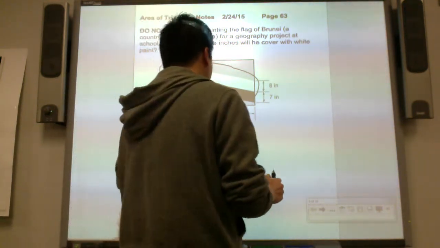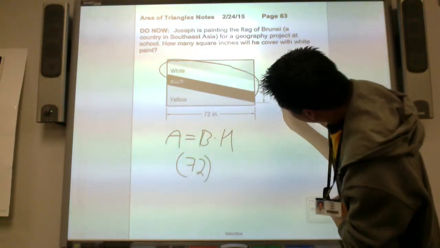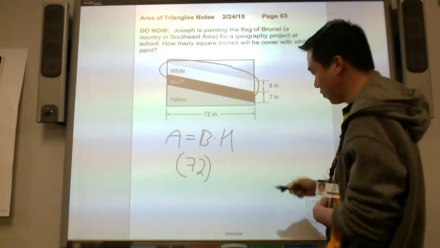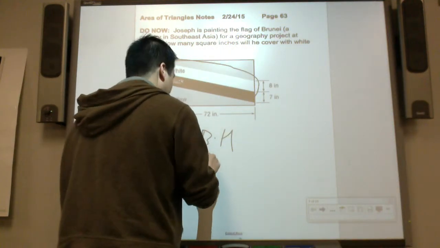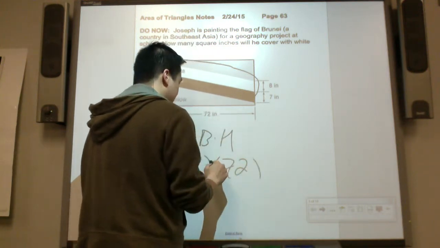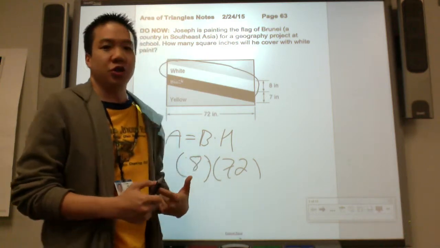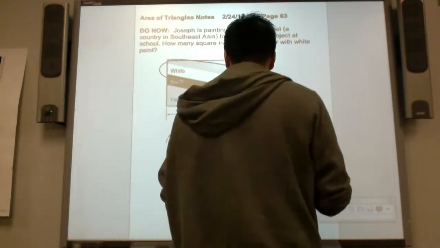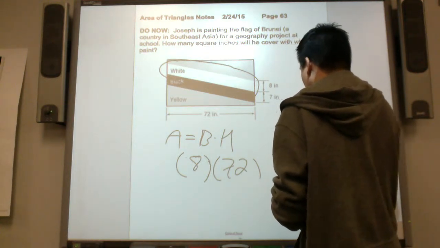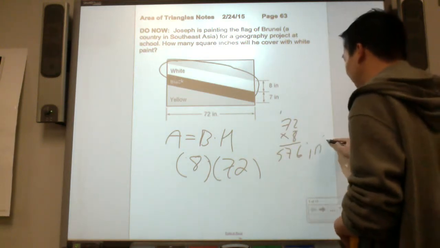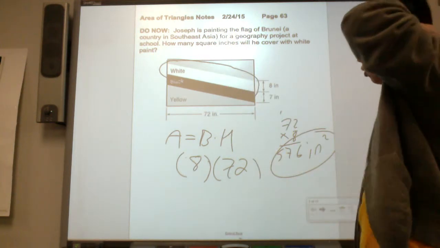Actually, depending on how you look at it, if you turn your head around, the base would be 8 and the height would be 72. But in the commutative property, it doesn't matter how you multiply. If you have written 72 times 8 or 8 times 72, it'll still be equivalent. So let's multiply these two numbers. 72 times 8, 576 square inches. That is how much space it will cover on this flag.